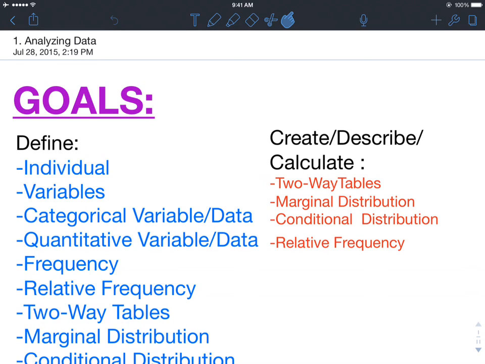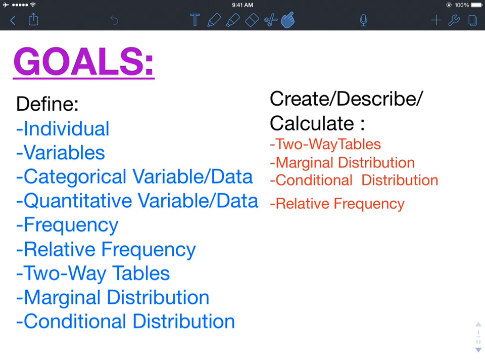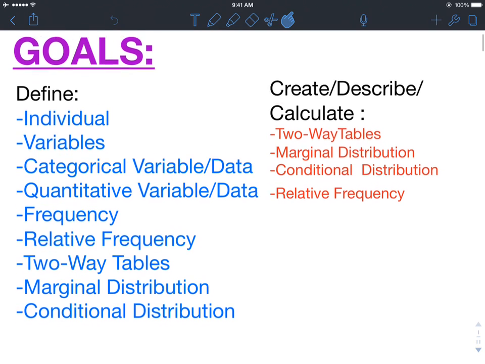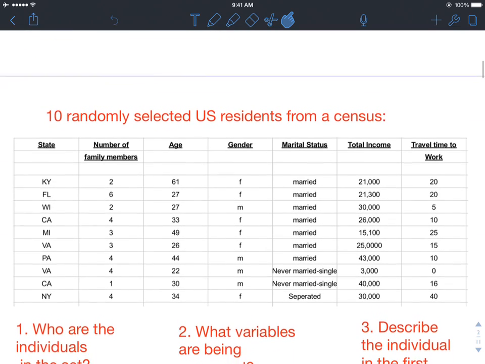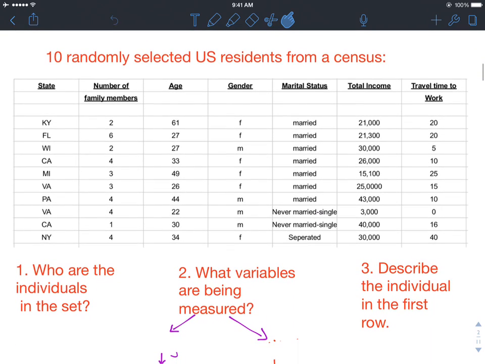By the end of this tutorial, hopefully you'll be able to analyze some data that's given to you, define the following vocab words that we have up there, and create some marginal distributions, conditional distributions, and relative frequencies. So let's first take a look at individuals, variables, categorical, and quantitative variables. Here are 10 randomly selected U.S. residents from a census. And notice they have a bunch of information like state, family members, etc.